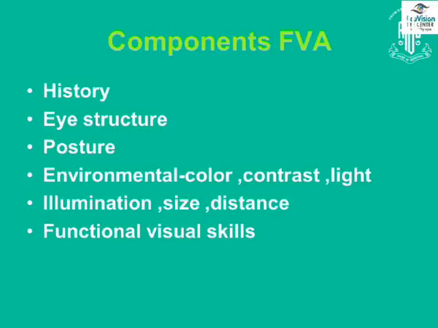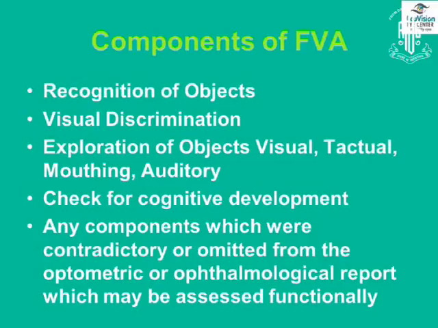Environmental factors like color, contrast, light, illumination, size, distance. So in functional vision, basically we have to play with the elements of vision, or the visual functions, to assess them and train them how to use them. Other things in functional vision are how they can recognize objects, visual discrimination: are they able to discriminate between a circle and a square?